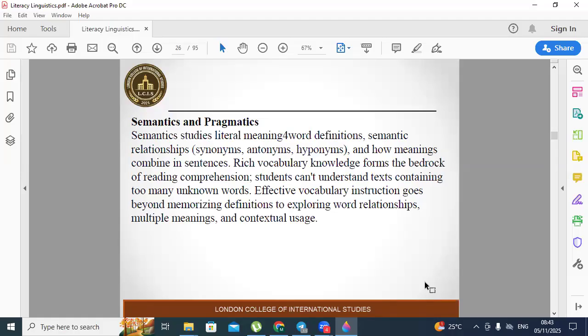This threshold has important implications. If students do not know even 5% of words in a text, comprehension suffers dramatically. This is why vocabulary instruction is so critical, especially for students from lower socioeconomic backgrounds who often have smaller vocabularies due to less exposure to rich oral language and books.